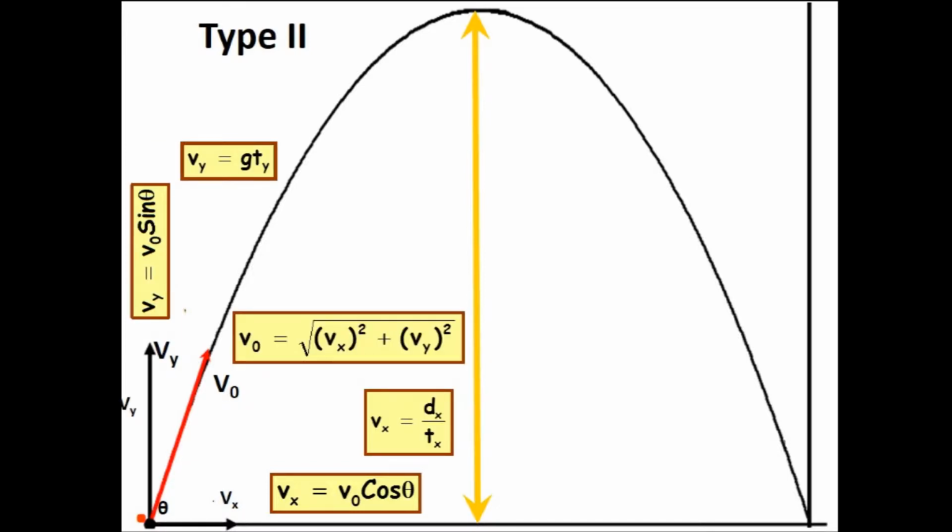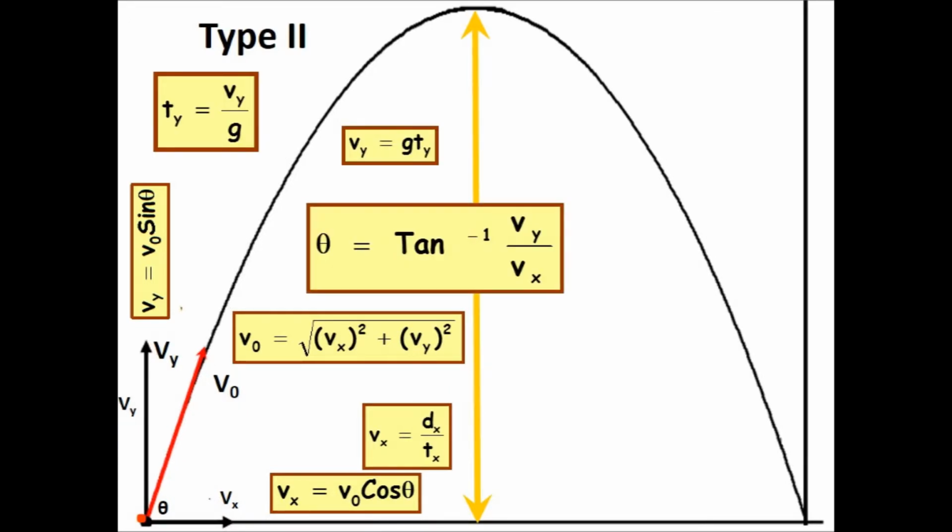Now, here are some additional equations. Let's say you're not given V naught, where you can get Vx and Vy. Instead, however, you have Vy equals g ty, and if you need to come up with V naught, you have root Vx squared plus Vy squared, and then Vx you have dx over tx. You can find ty is Vy over g if you have Vy based on V naught sine theta, and then theta equals arctangent Vy over Vx.